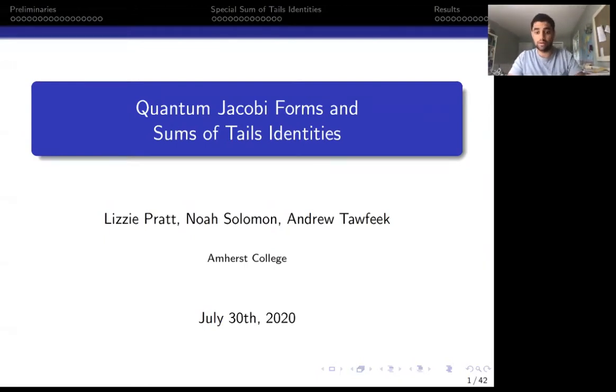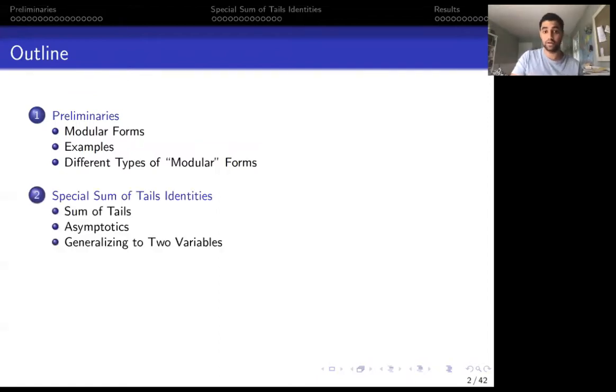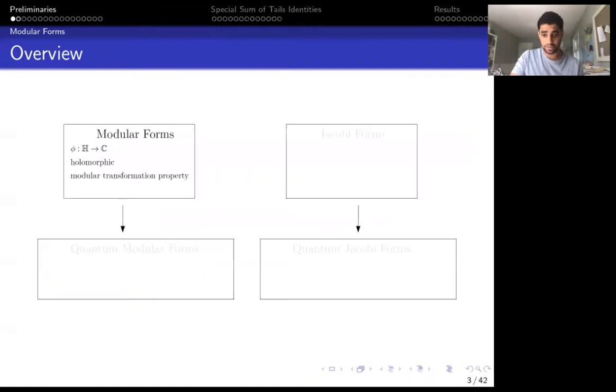Today my colleagues and I will be talking to you about quantum Jacobi forms and sums of tails identities. This is joint work with Professor Amanda Folsom over at Amherst College. I will be mostly discussing the preliminaries in order to get the groundwork out of the way, for my colleagues to then come in and further discuss our results.